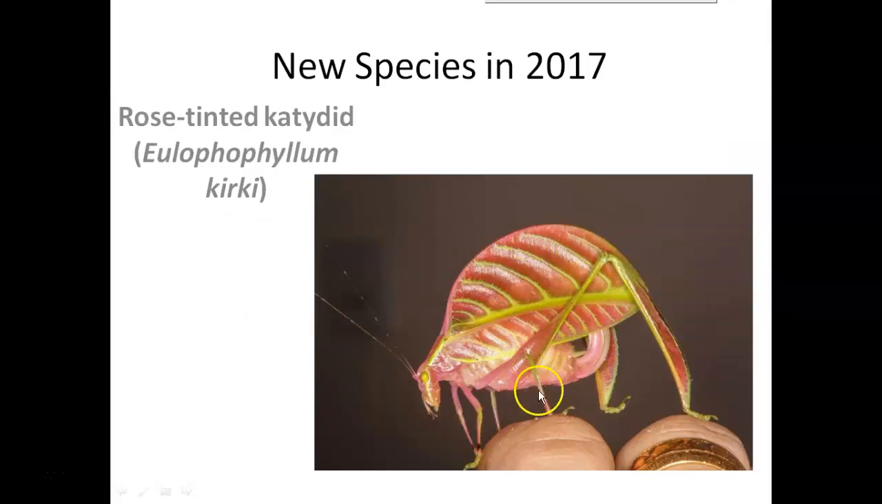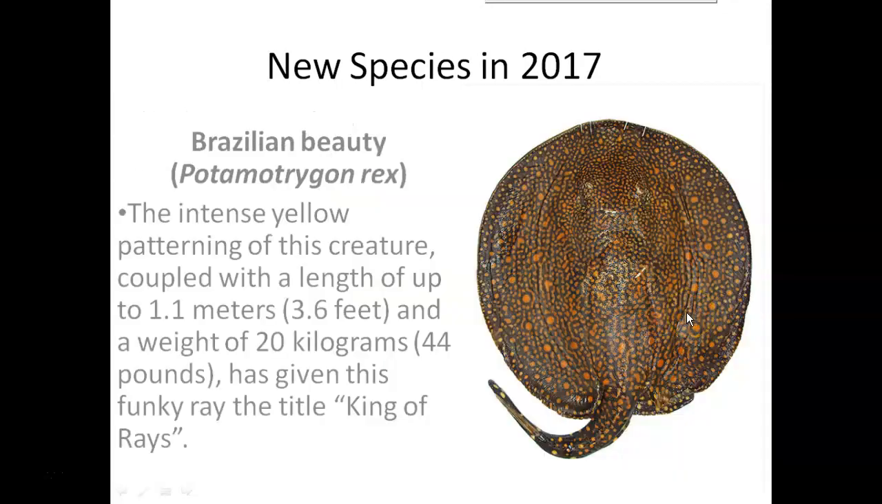Some new insects for you. So here is a little katydid. Most of you are used to seeing the katydids that are just like normal green color. This is a new species of katydid found in 2017 that actually has a leaf-like characteristic to it.